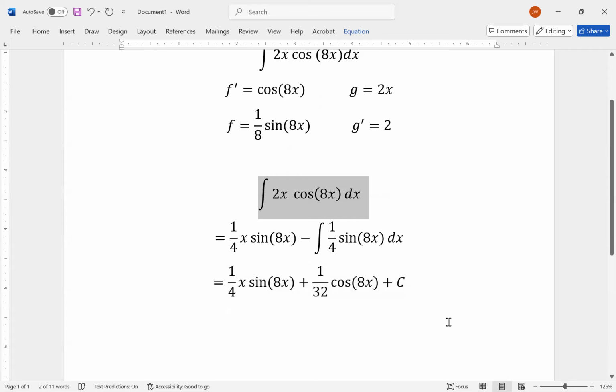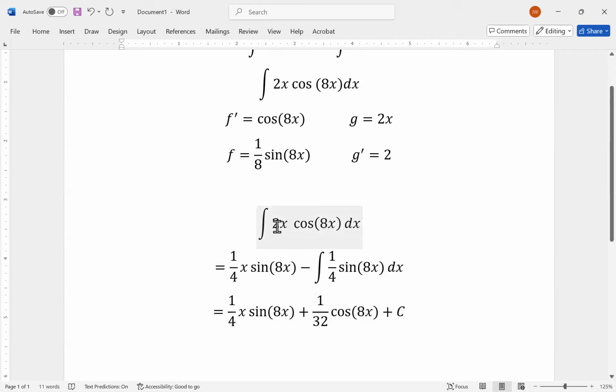If you did want to check this by hand, this 1/4 x sine of 8x, when you take a derivative, would turn into two terms. One of those would cancel out with the derivative of 1 over 32 cosine of 8x. But there you go. That is your final answer right there. So you can see how similar this is to when we had a linear polynomial times e to a power. Now we have linear polynomial times trig function.